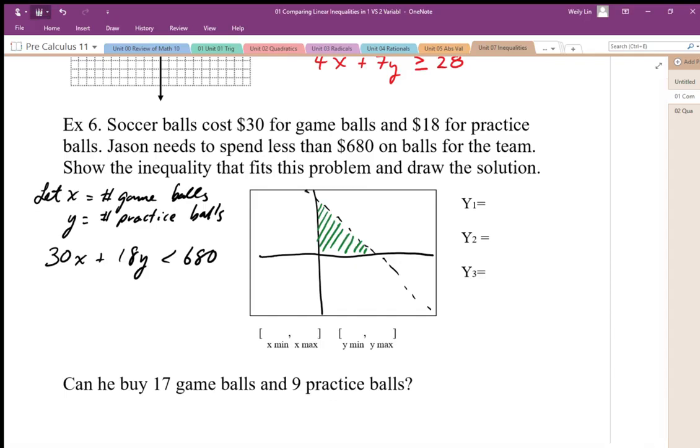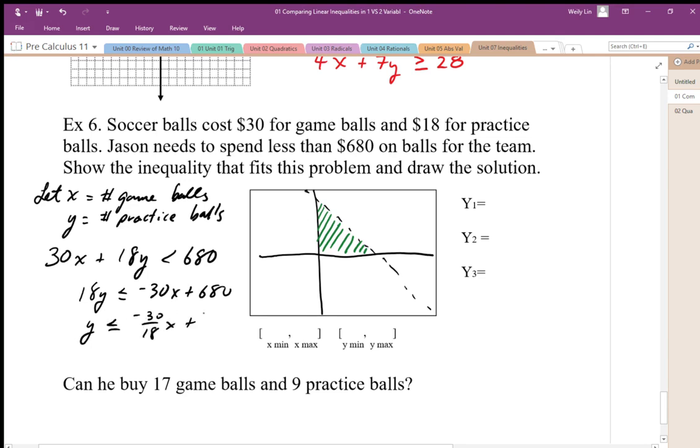And again, if you're not sure if it's above or below, we can always solve for y, and we can see that the y must be below our boundary line. Okay, so this represents our solution.